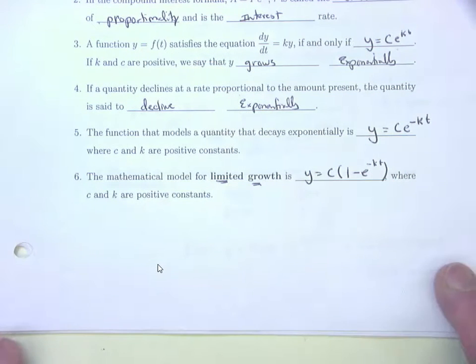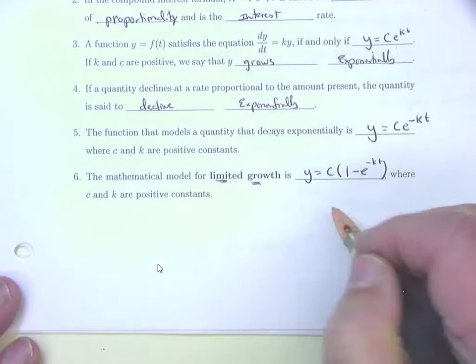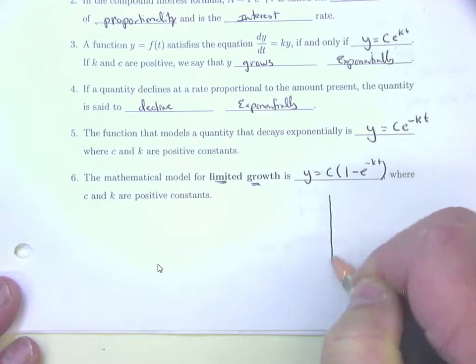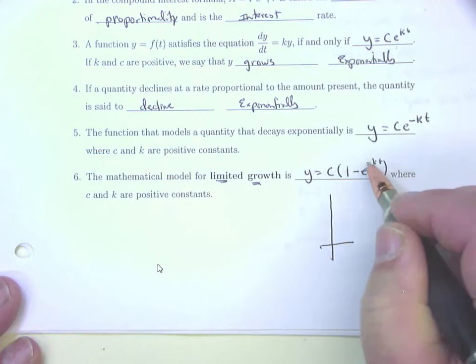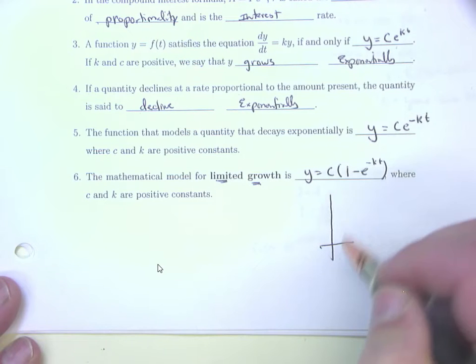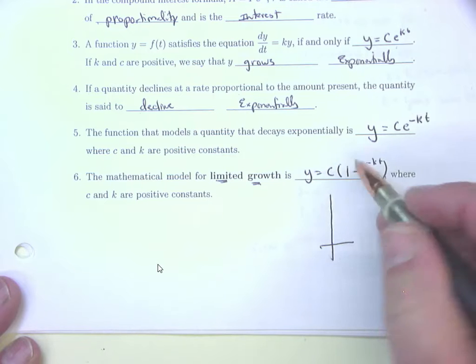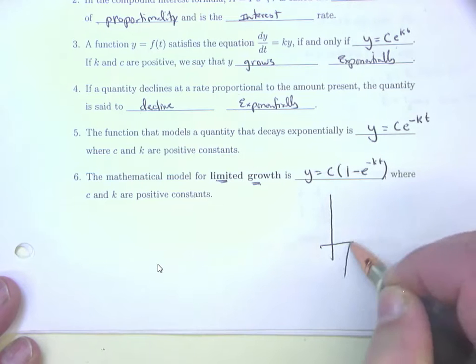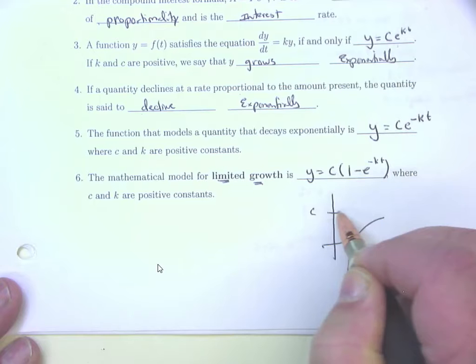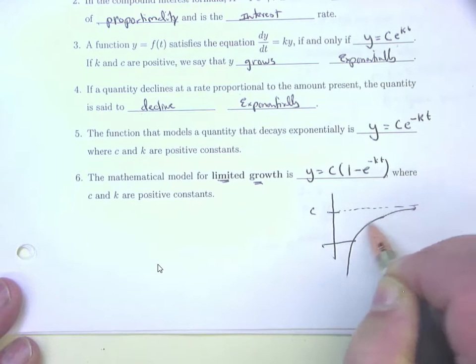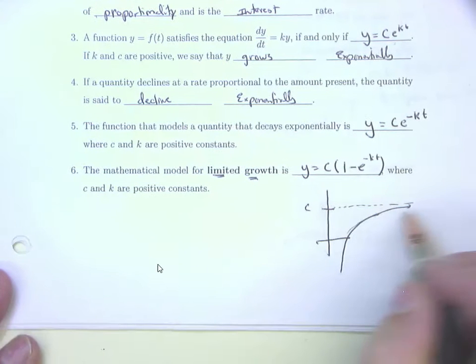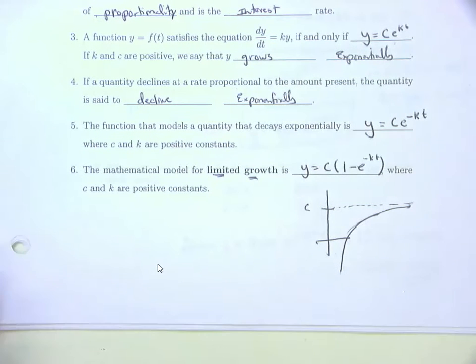And when you look at this limited growth, pretty much what you get here is this thing is going to look something like this. It's an upside down exponential because it's negative. And there's this c value right here that as time goes on, it gets very, very close to, but doesn't go above. That's that limited growth. At most it's going to be able to grow is that c level. So, all right. We did a bunch of problems last time.